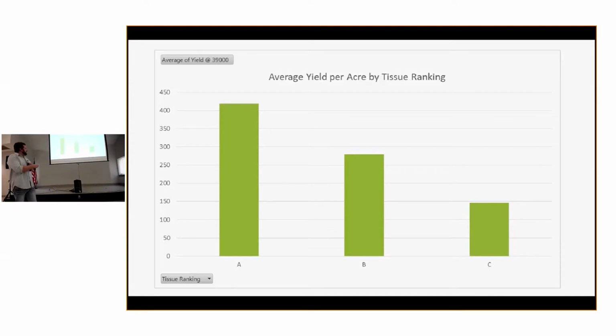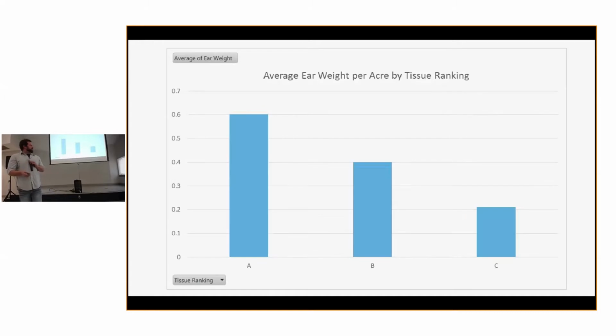And I categorized the plants by that tissue grouping. So you can see that A plants, we had very high yield per acre. B plants, we were in that 250 type range, 260, 275. And the C plants, we were down around 150. Now that should lend itself to something in the tissue results. And I think it does. It's just interpreting them appropriately.